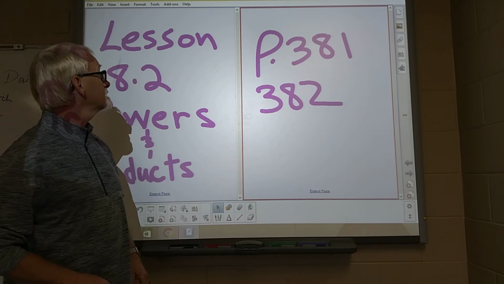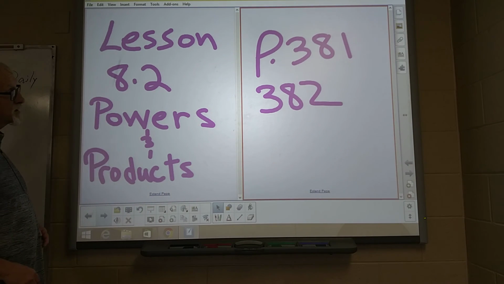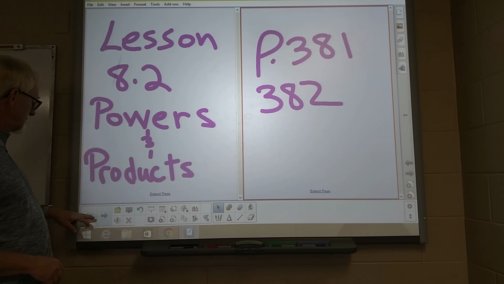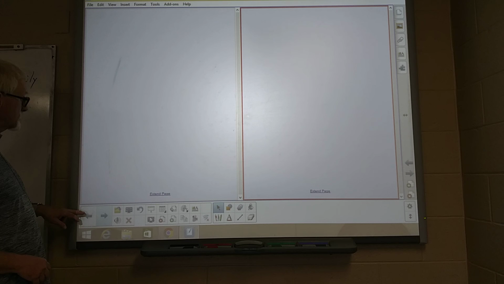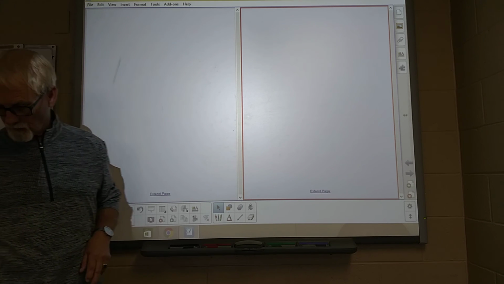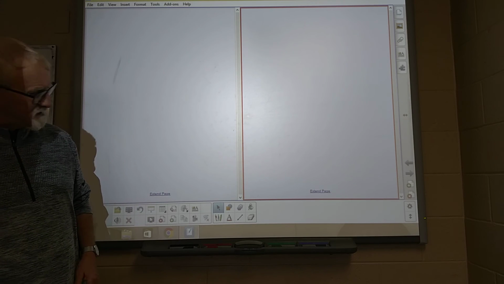And we're on lesson 8.2, powers and products, pages 381 and 382. We're only going to do a few of the guided examples. So we're on page 381. We'll start with number 6.